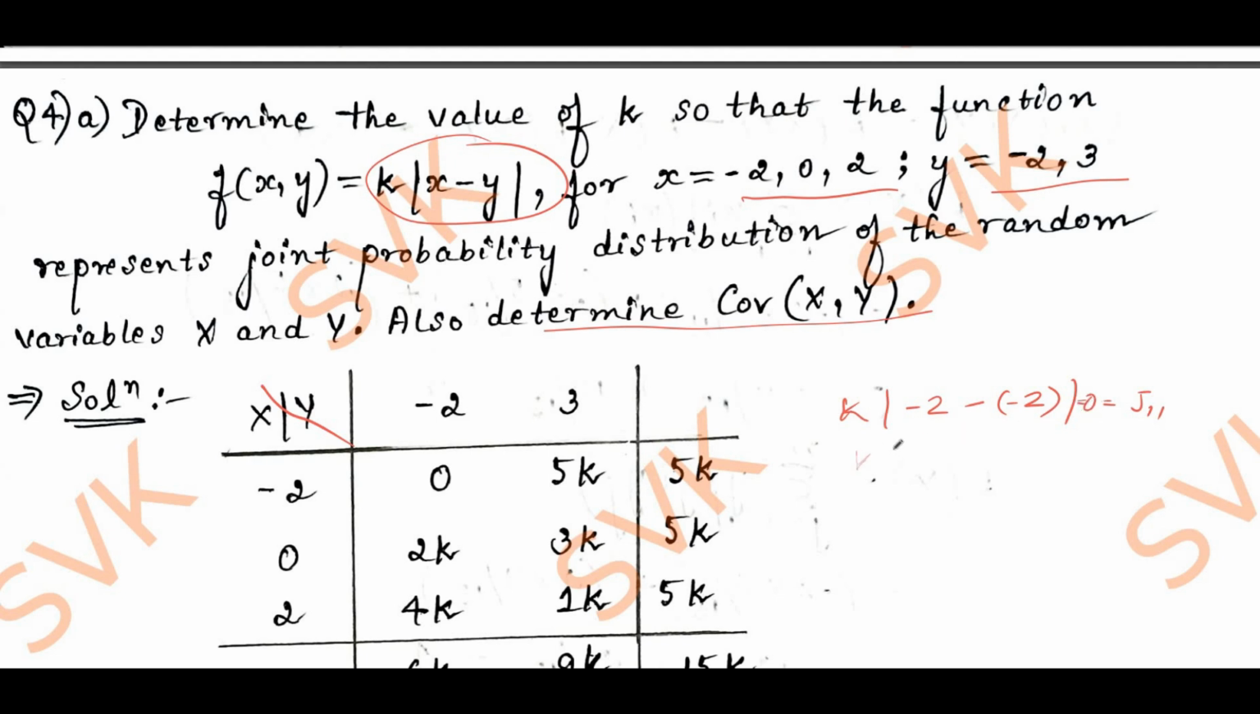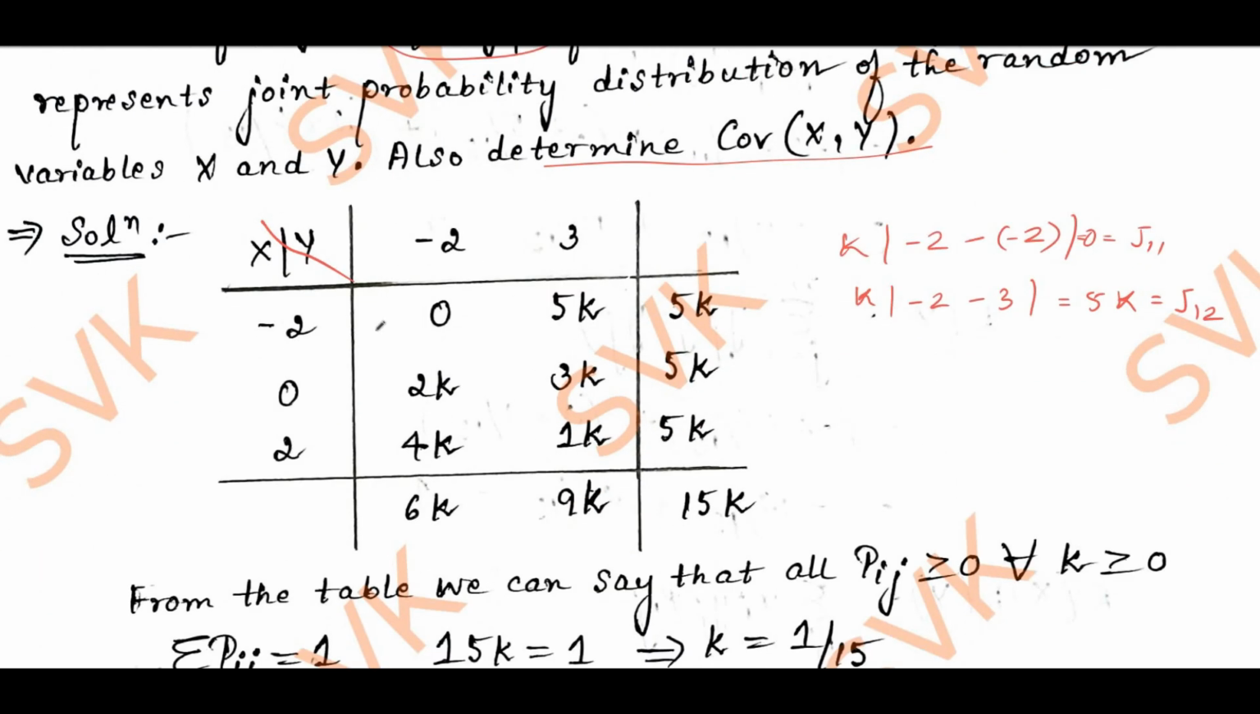Similarly, if I give x equal to minus 2 and y as 3, it is nothing but minus 2 minus 3, which is minus 5. Minus 5 under the modulus sign will be plus 5. So 5 times k will be called J12. Similarly, all the remaining values will be found out.